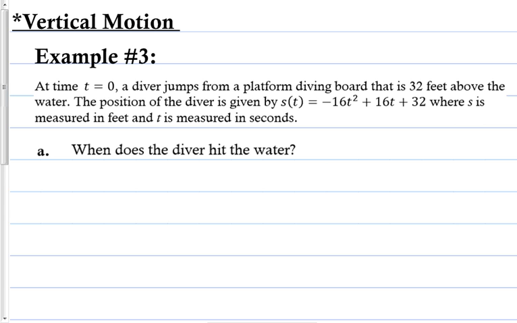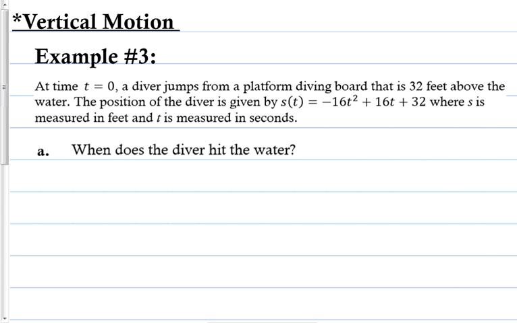Okay, vertical motion. Vertical is up, down. Example 3. At time t equals 0, a diver jumps from a platform diving board that is 32 feet above the water. You should have a picture on your notes. The position of the diver is given by s of t equals negative 16t squared plus 16t plus 32, where s is measured in feet and t is measured in seconds. This time we definitely have units.